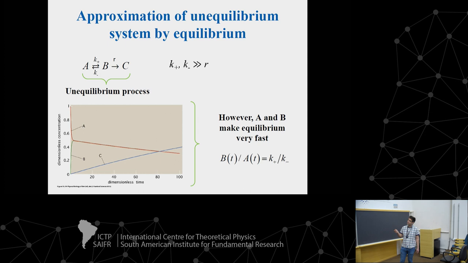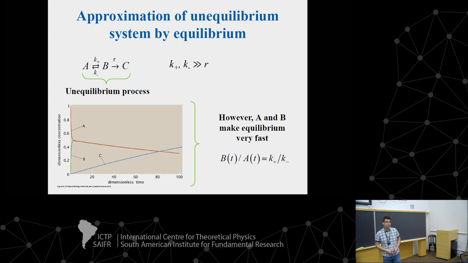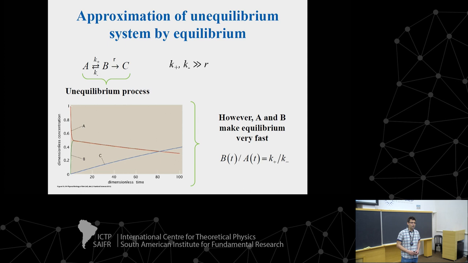So now tell me, this entire reaction, can it be in equilibrium at all? No, and why not? Exactly. So we always have a leak, right? B will always leak to C, so it will never be in equilibrium. But now let me say that this K plus and K minus are much larger than R. So these on and off rates are much larger than this irreversible reaction here.